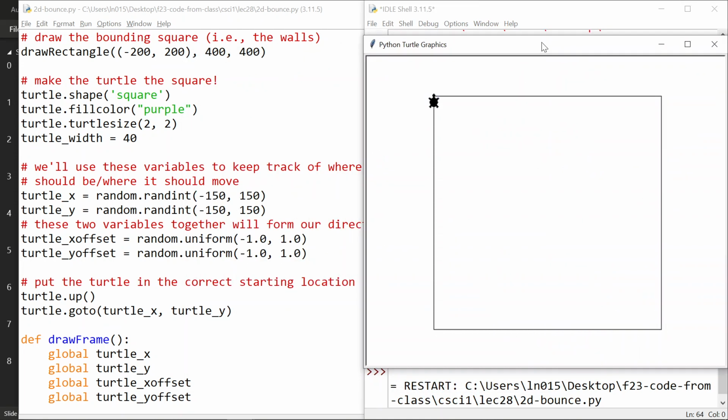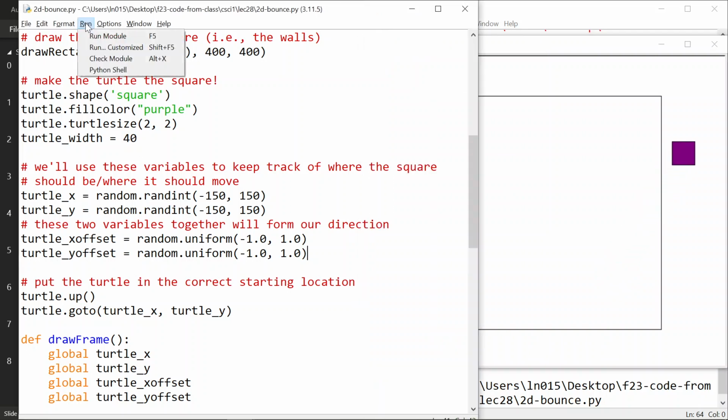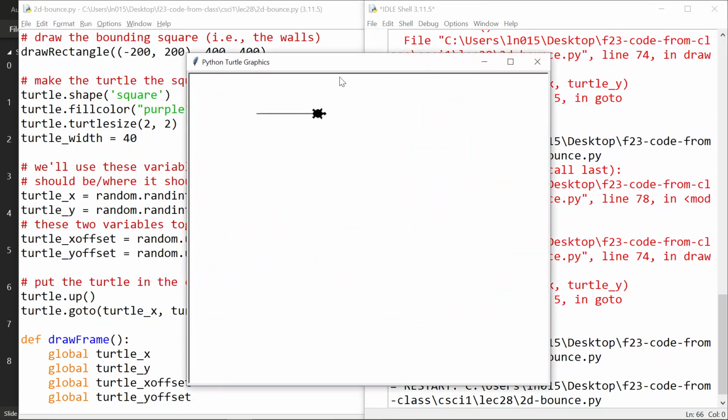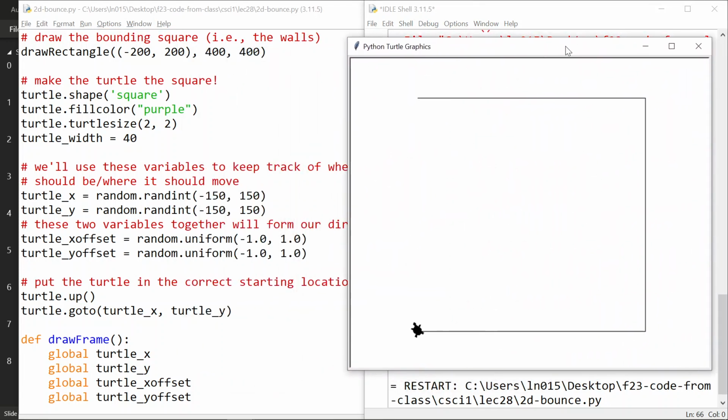So let's see if I can get it to go slow again. It's going pretty slow, this one, because it's small increments for the x and the y offsets. But randomly, it might choose bigger ones. Whee! That was about the same.